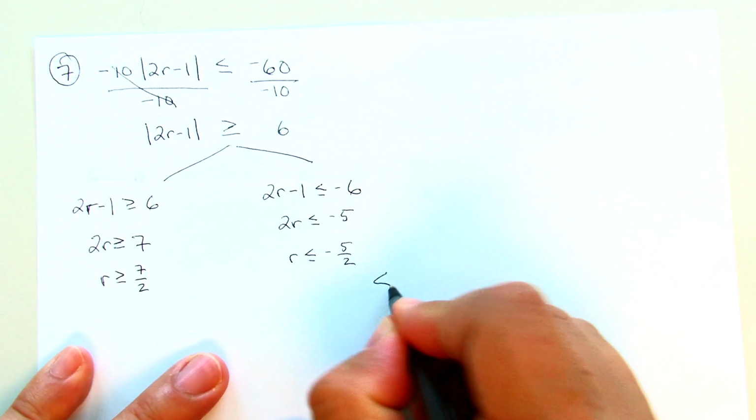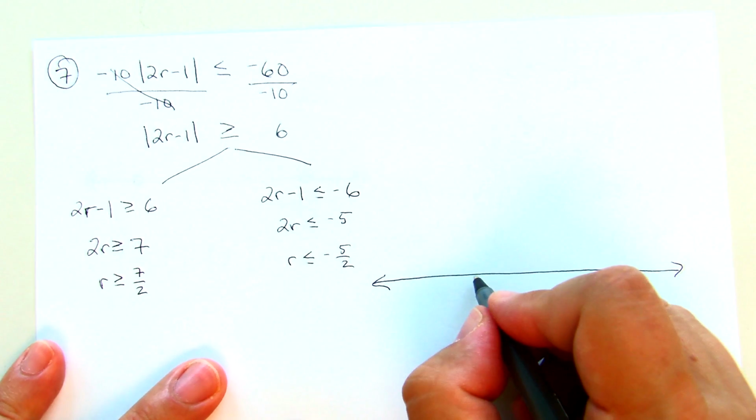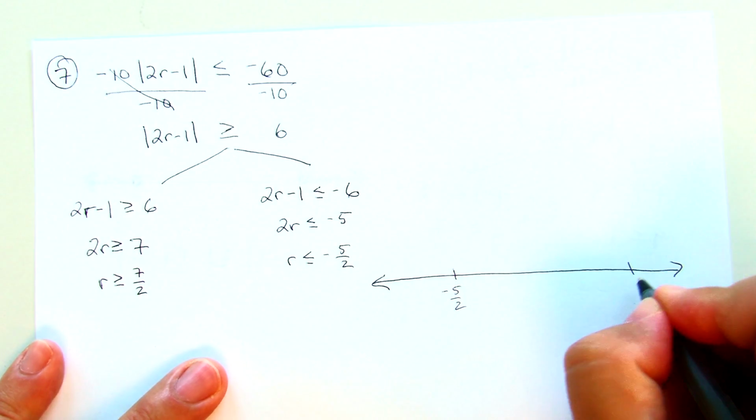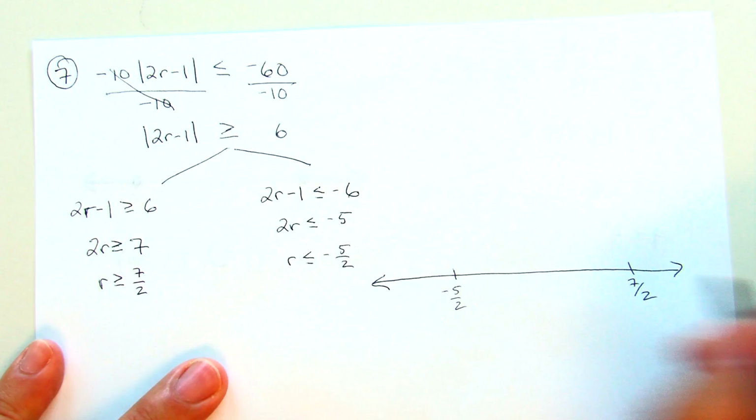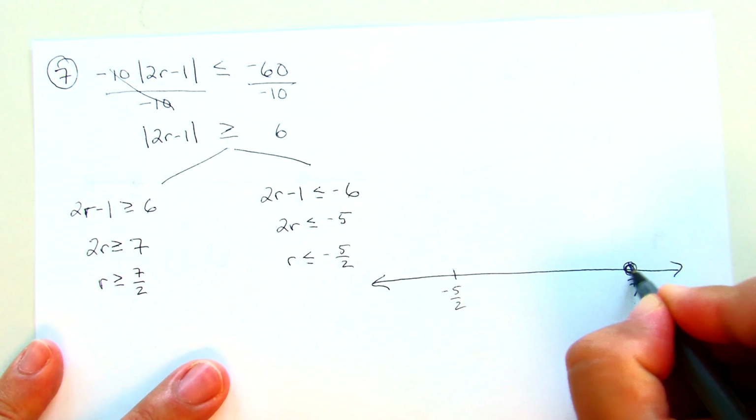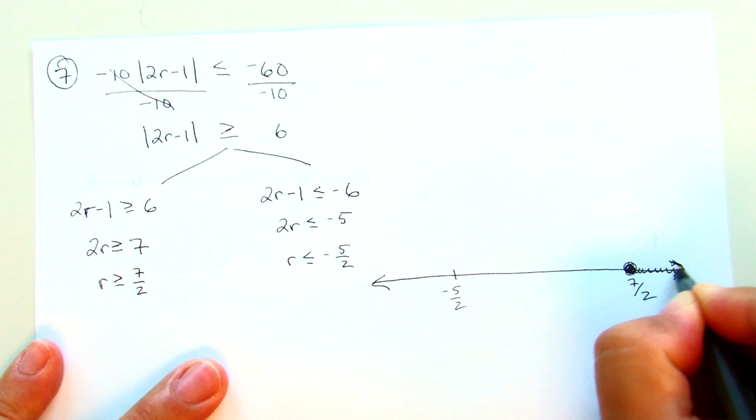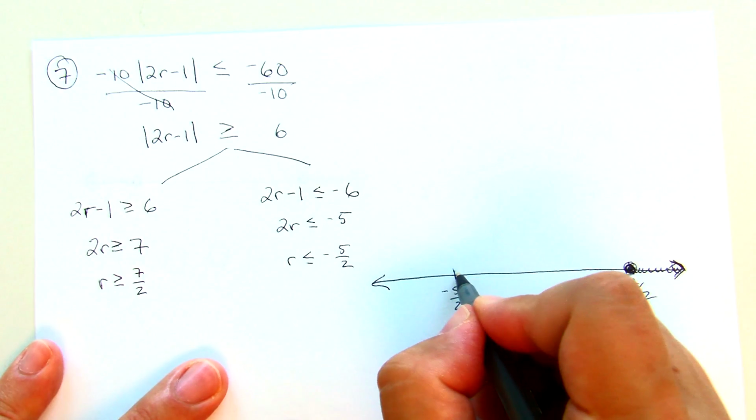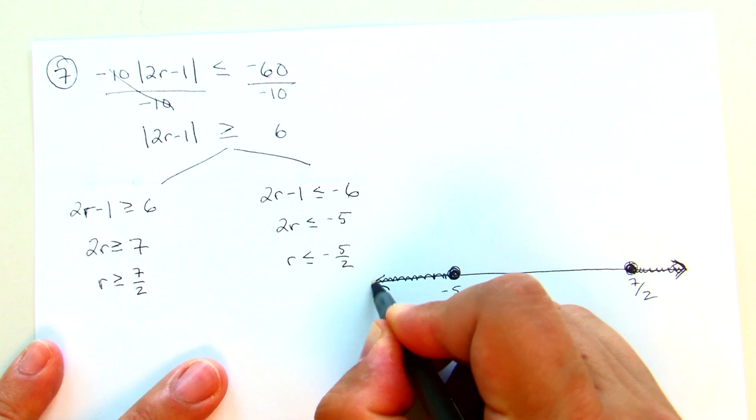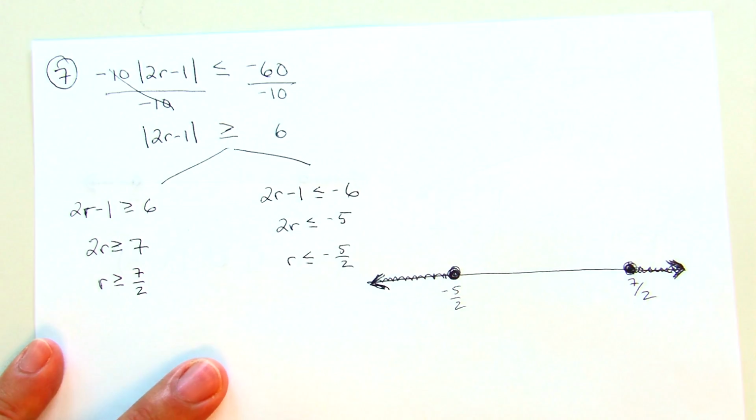Alright, we'll represent our solution on the number line first. So we'll put in our two places here, negative 5 halves, 7 halves. We want everything greater than or equal to 7 halves, so we'll fill in the circle and everything this direction, and fill in this circle and everything less than negative 5 halves. Alright, so that's our solution on the number line.